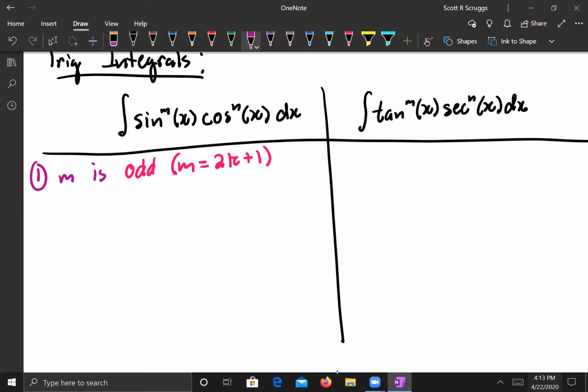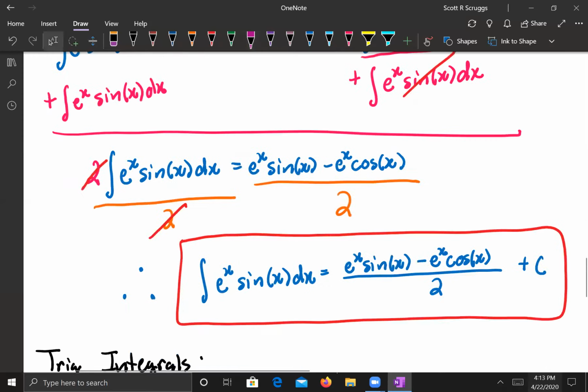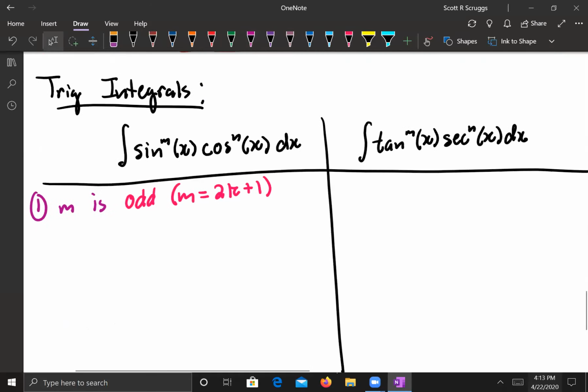And so here, the power that is married with sine is odd. So let's review how we tackled that. If the power married with sine is odd, then what we do is we take one sine away.